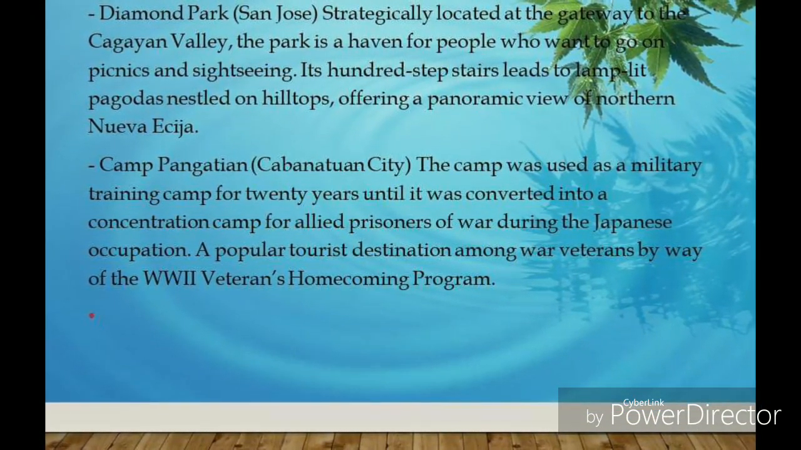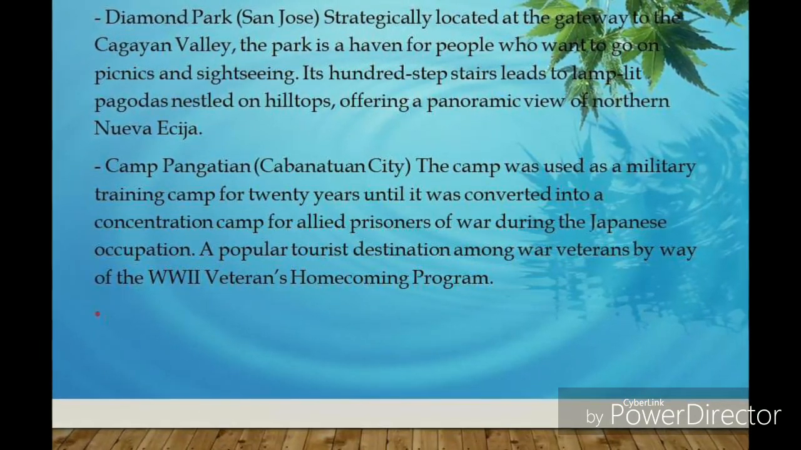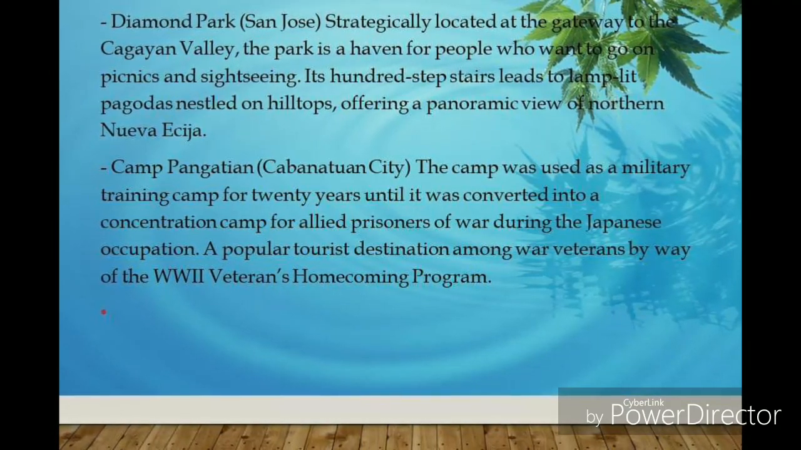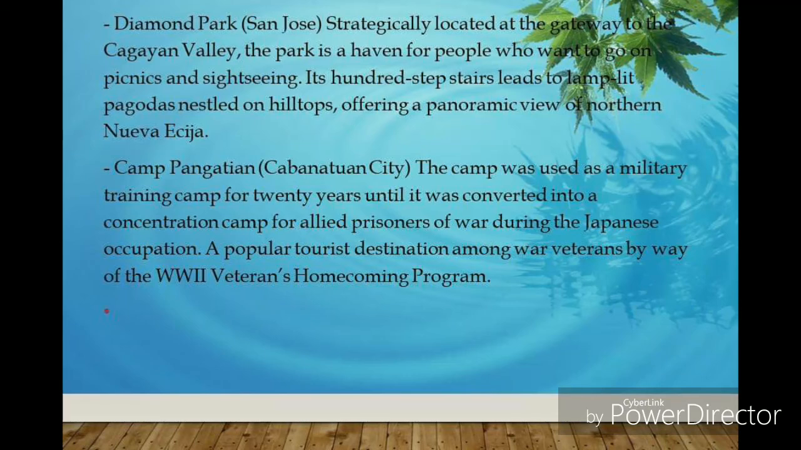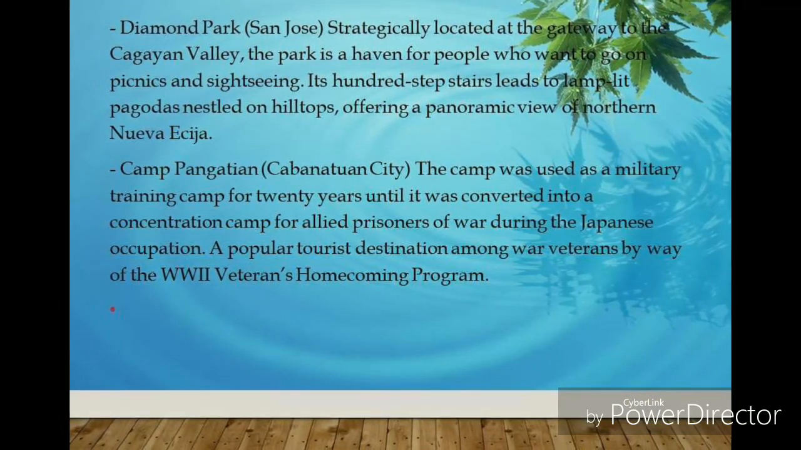Diamond Park, San Jose, strategically located at the gateway to the Cagayan Valley. The park is a haven for people who want to go on picnics and sightseeing. Its 100-step stairs lead to lamplit pagodas nestled on hilltops, offering a panoramic view of northern Nueva Ecija.